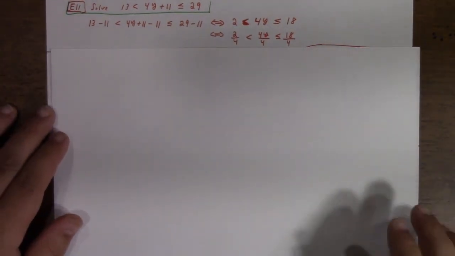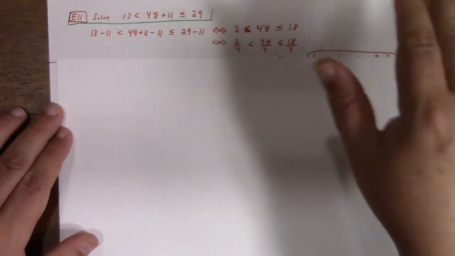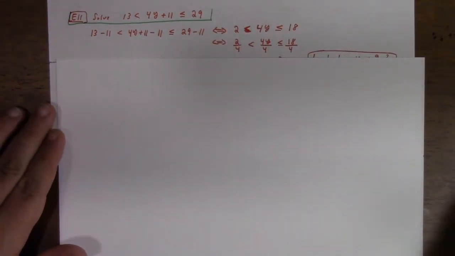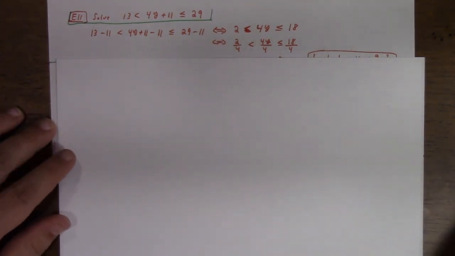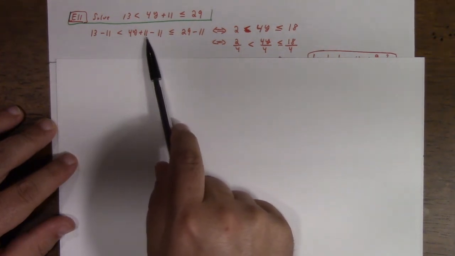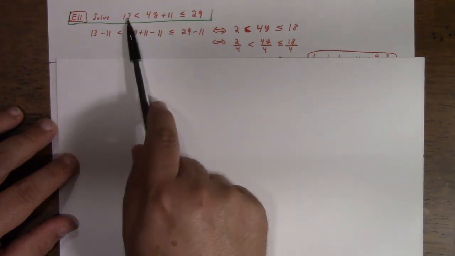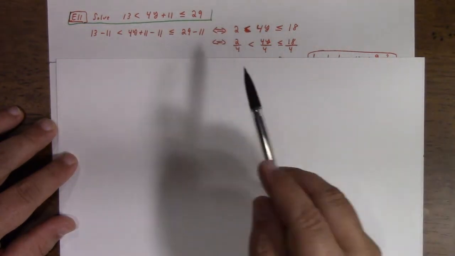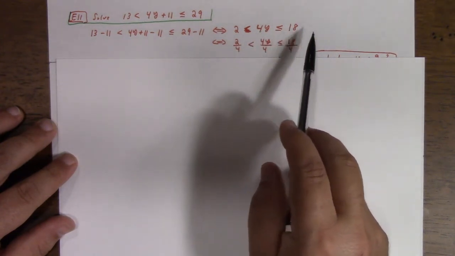We have to solve 13 less than 4y plus 11 less than or equal to 29. So look at that. We've got 13 minus 11 less than 4y plus 11 minus 11 less than or equal to 29 minus 11. In other words, I subtracted 11 across the inequality, which leads me to 2 less than 4y less than or equal to 18.